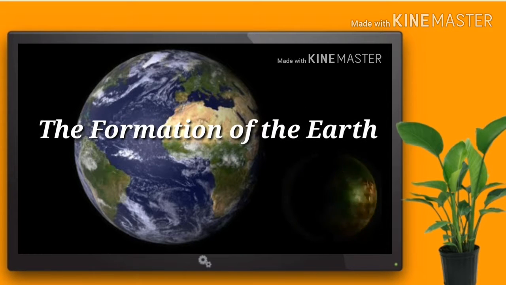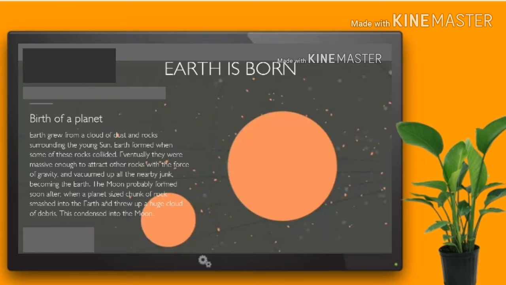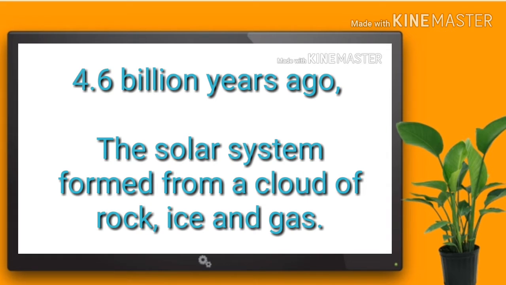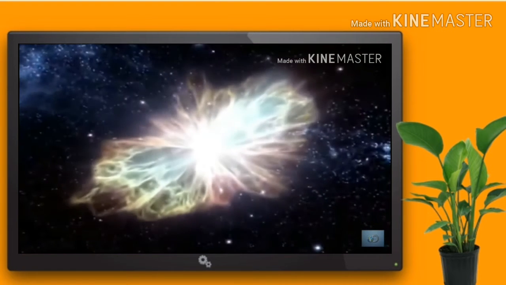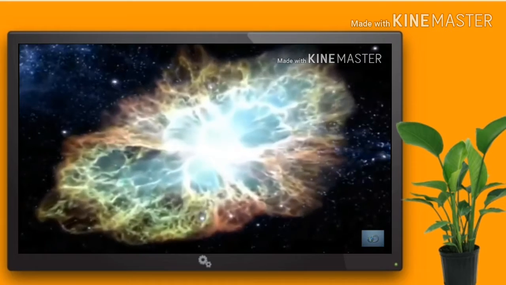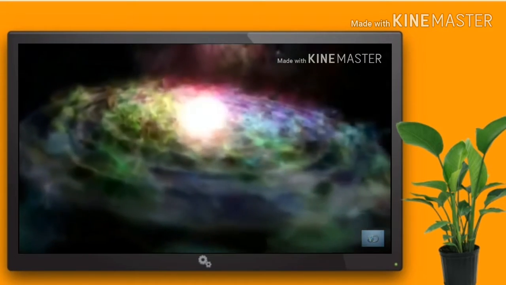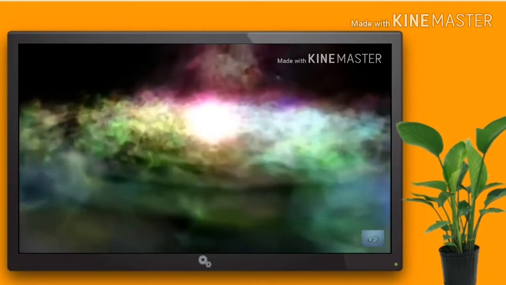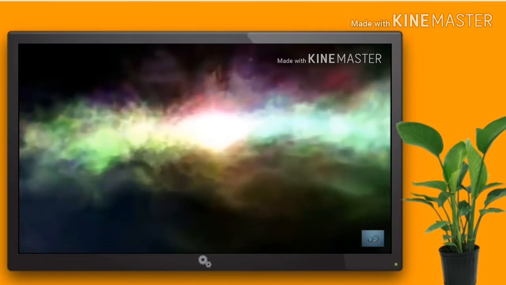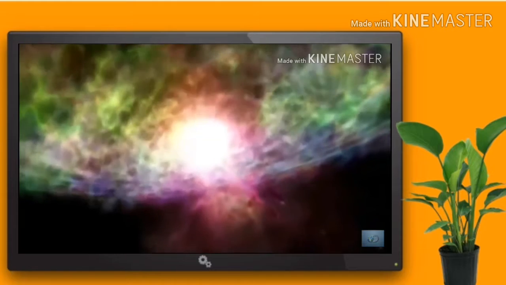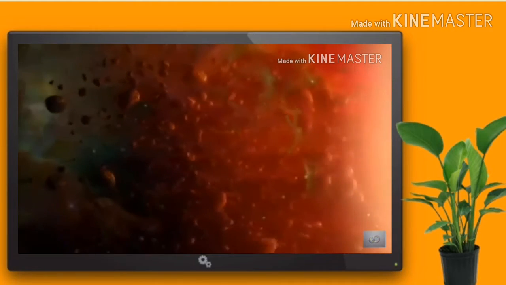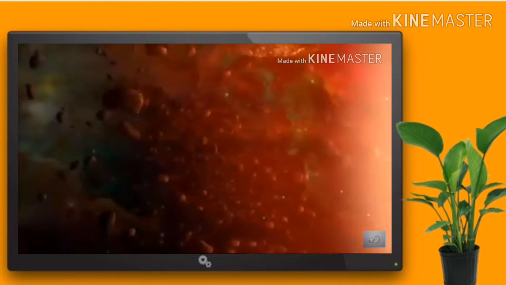Let's start the brief explanation of the formation of Earth. 4.6 billion years ago, the solar system formed from a cloud of rock, ice and ionized gas. This cloud is known as a nebula. The cloud forms a disk of material around the young sun's equator. The disk material stuck together to form planets.